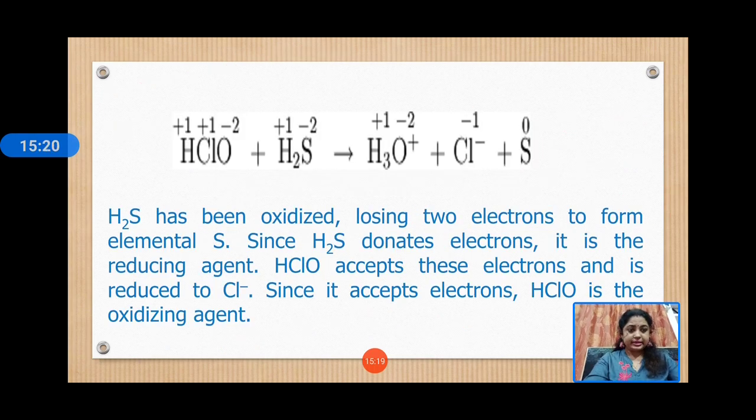let's see one more example here. HClO plus H2S gives H3O+ plus Cl- plus sulfur, S. Please note down this reaction in your copy and try to find out the oxidation state of every element present in this reaction. Now check if it has become easy for you or not, or you are still feeling difficulty.